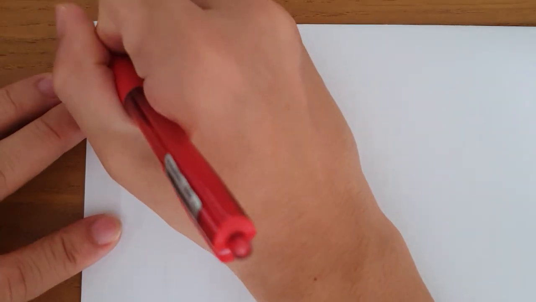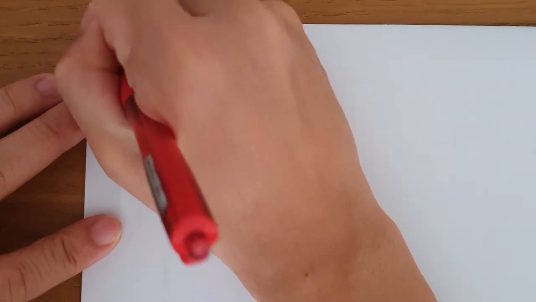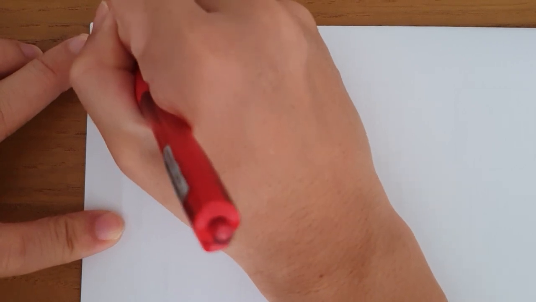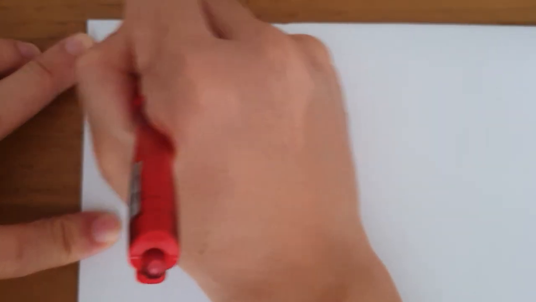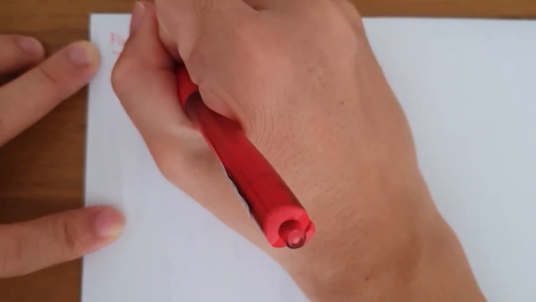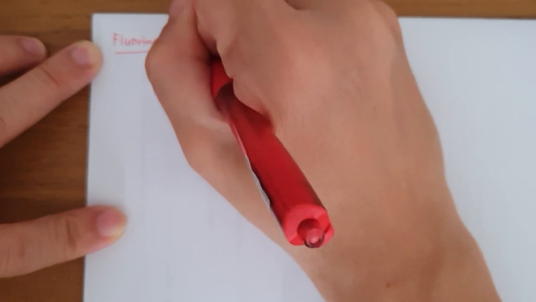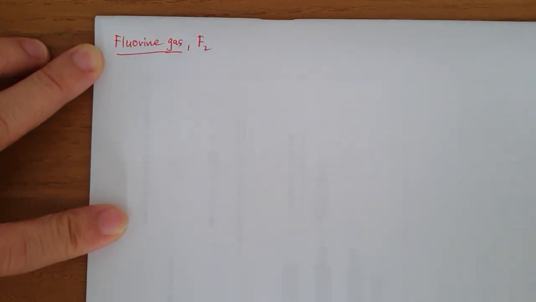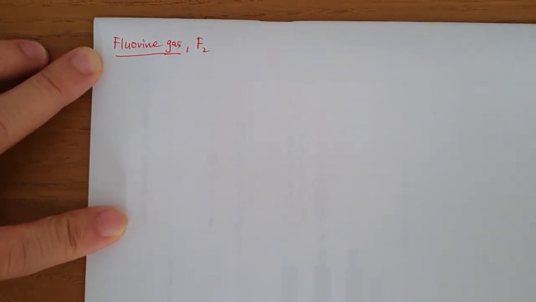Let's take a look at how to draw the dot and cross diagram for fluorine molecule. So for fluorine, I will start with the electronic structure of the atom itself. Okay, so I'm trying to draw your fluorine gas, which has a chemical formula of F2, because it exists as a diatomic molecule.